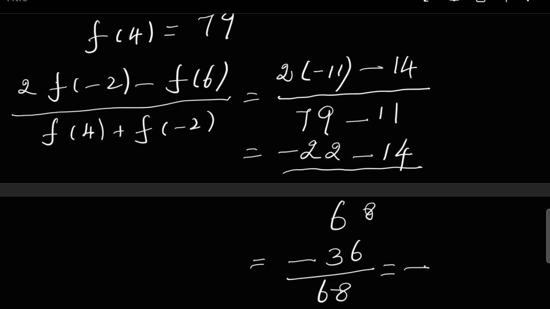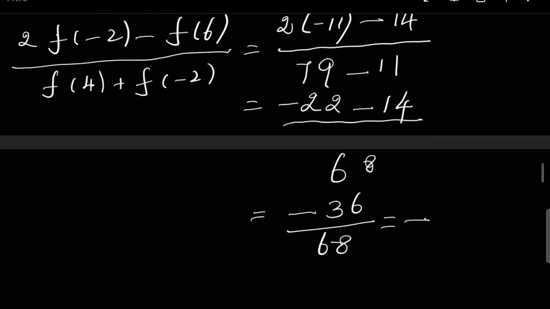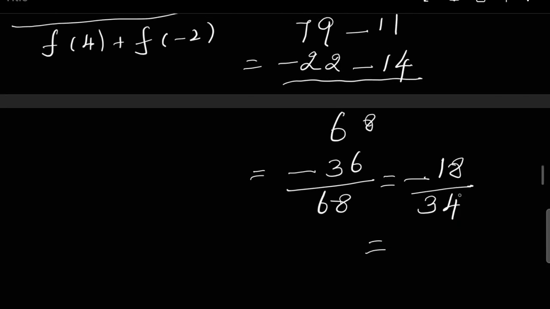One minus comes, you write just as it is. See, both are even numbers, so you first cancel with 2. 3 2s are 6, 4 2s are 8. Then again both are even numbers. You divide by 2. 9 2s are 18, 34 divided by 2 is 17. So the answer is minus 9 by 17. So that is the answer. The problem is over. Thank you.